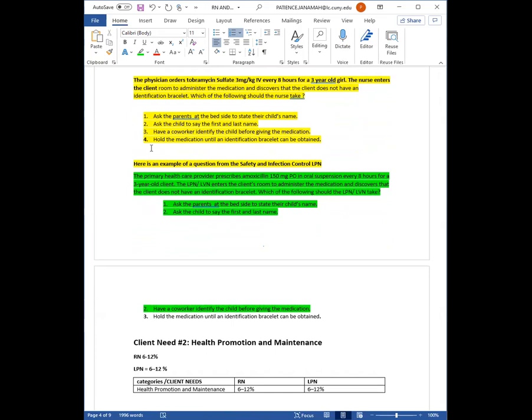The physician orders tobramycin sulfate 3 milligrams every 8 hours for a 3-year-old girl. The nurse enters the client room to administer the medication and discovers that the client does not have an identification bracelet. Which of the following should the nurse take?